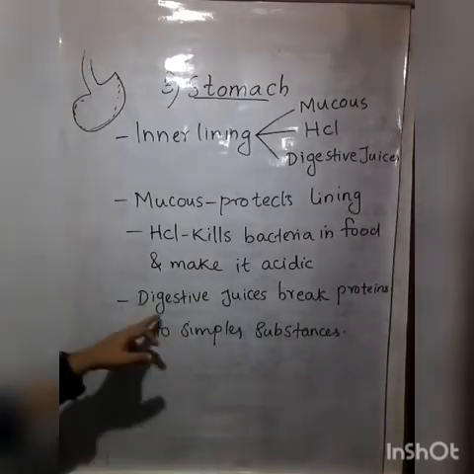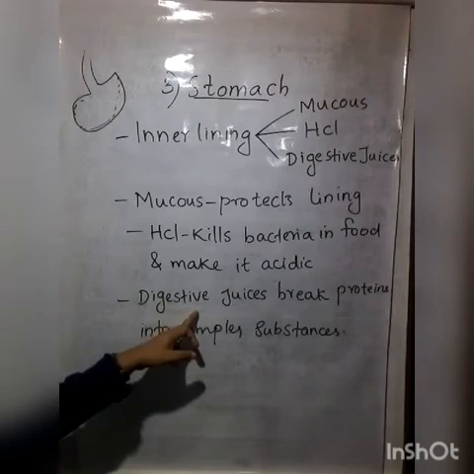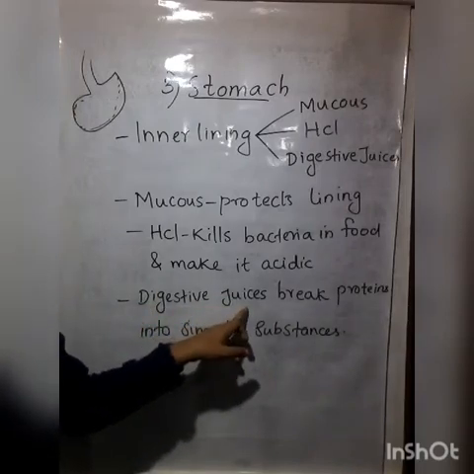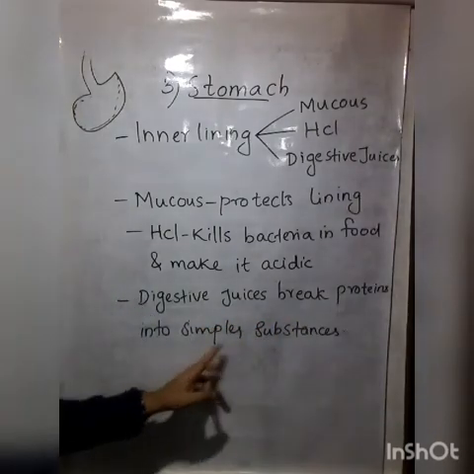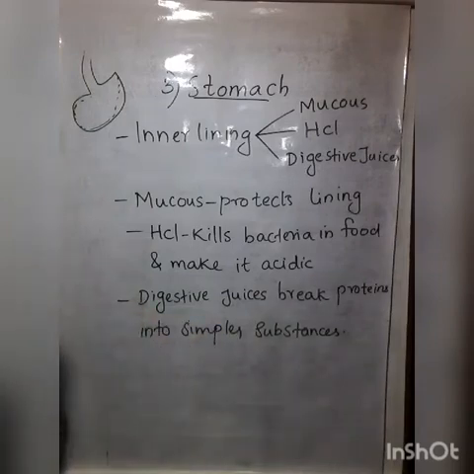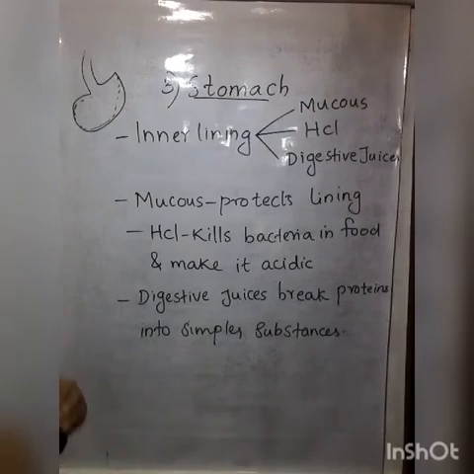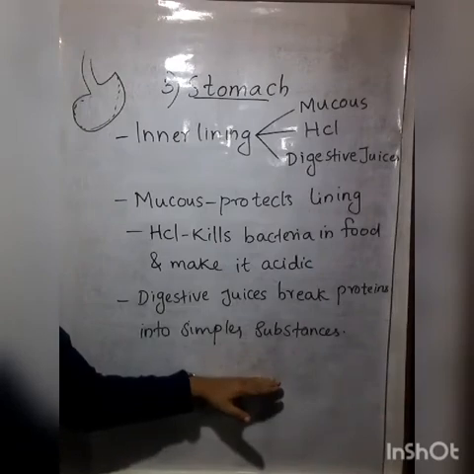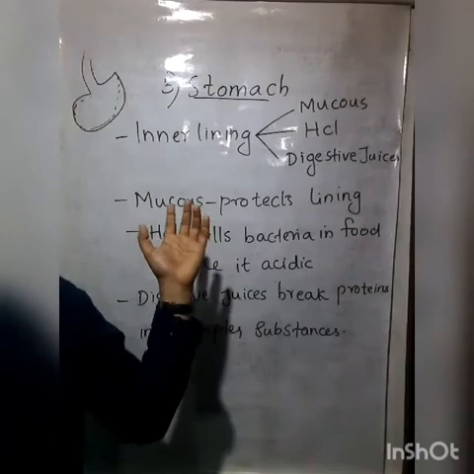Okay. Now third one, digestive juices. Digestive juices are the third secretion by the stomach. What do the digestive juices do? Digestive juices break down proteins into simpler substances. This we call digestion, isn't it? The breakdown of complex substances into simple substances. So the first breakdown is not happening here.